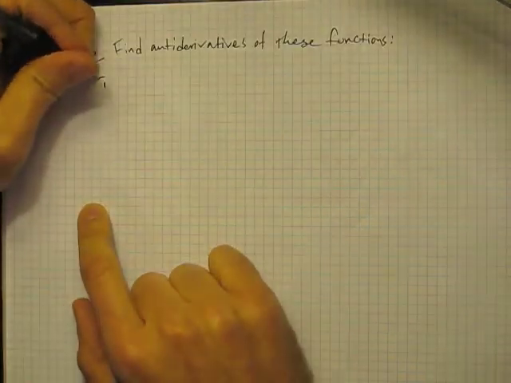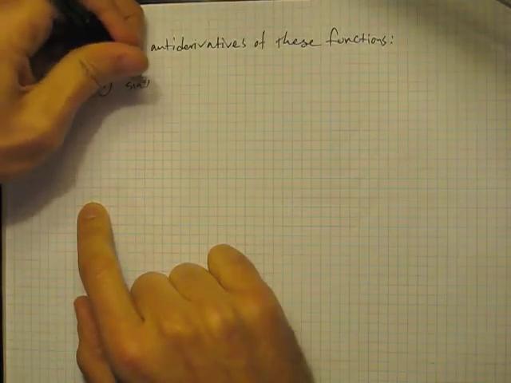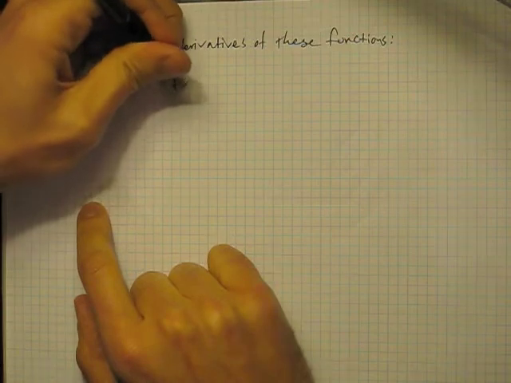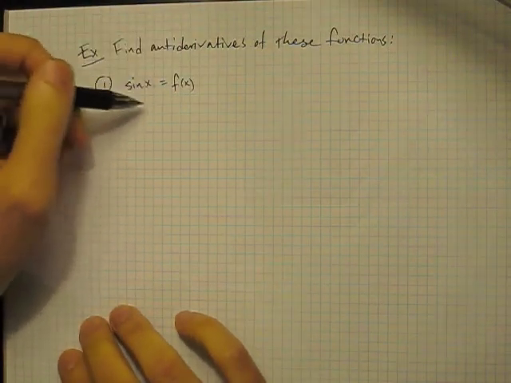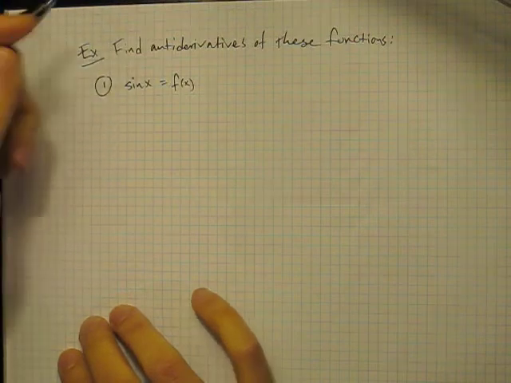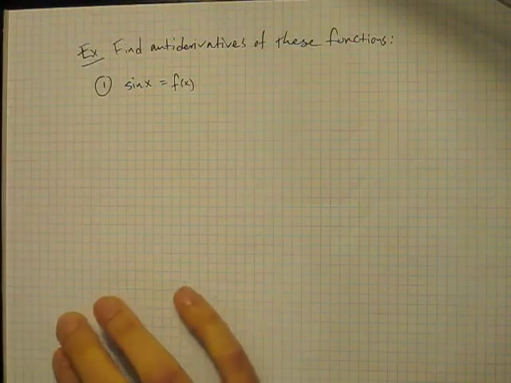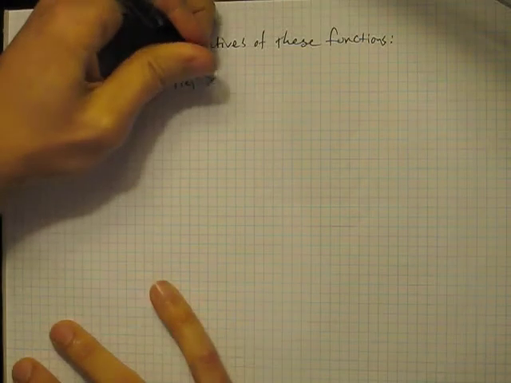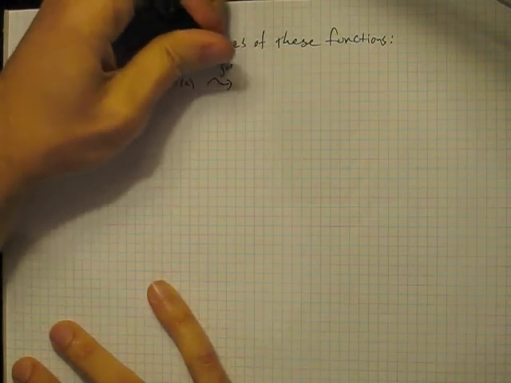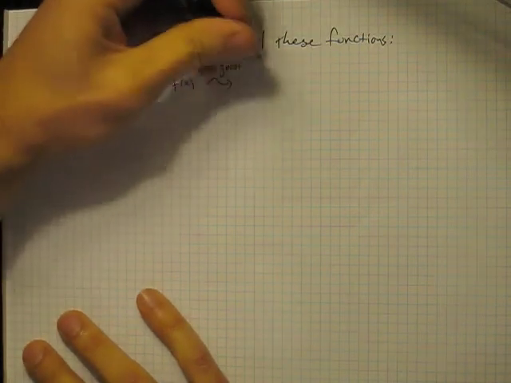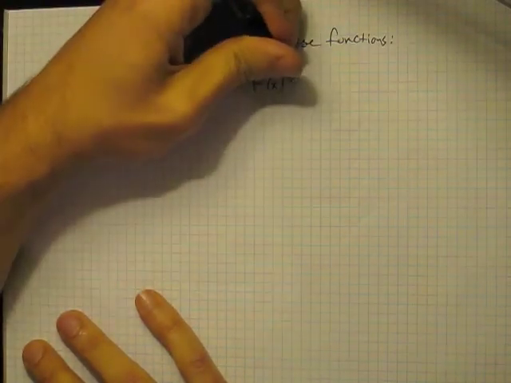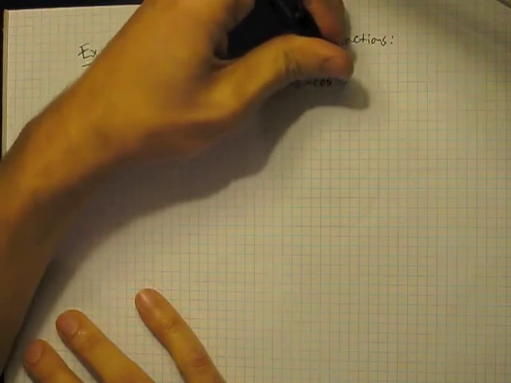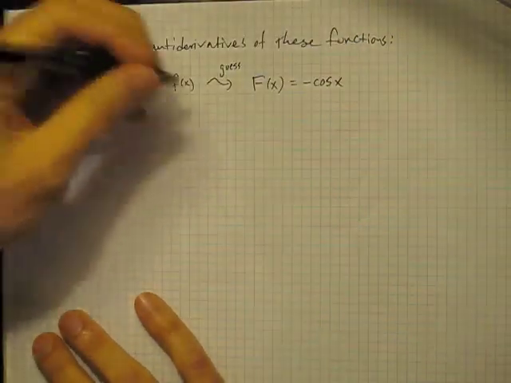Okay, one. Let's try sine of x. So here, little f of x is sine of x. Well, we all know a function whose derivative is sine of x. Sine and cosine are related by their derivatives, and so we might guess, so we're just guessing here, we don't have any techniques, that if we take f of x to be minus the cosine of x, then this will work, okay?